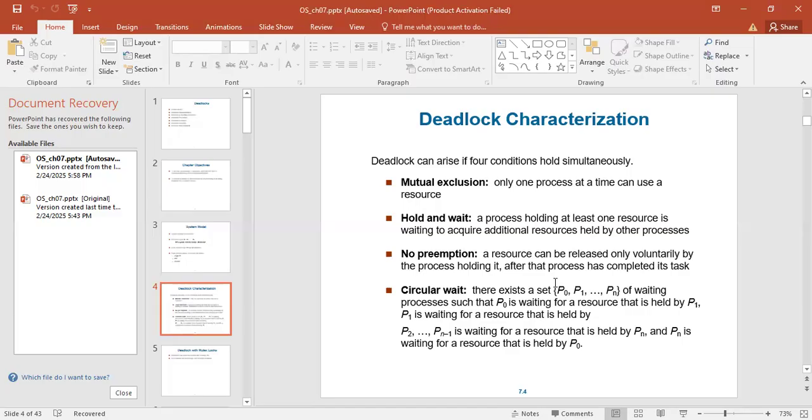Circular wait: there exists a set P0, P1 to Pn of waiting processes such that P0 is waiting for a resource that is held by P1, P1 is waiting for a resource that is held by P2, and Pn minus 1 is waiting for a resource that is held by Pn, and Pn is waiting for a resource that is held by P0. That is, each is circularly waiting for a resource, and the last process in turn is waiting for the first one's resource. So this is called circular wait.